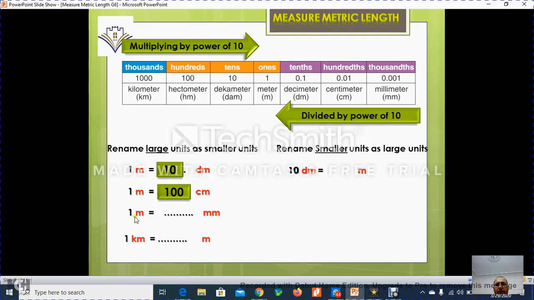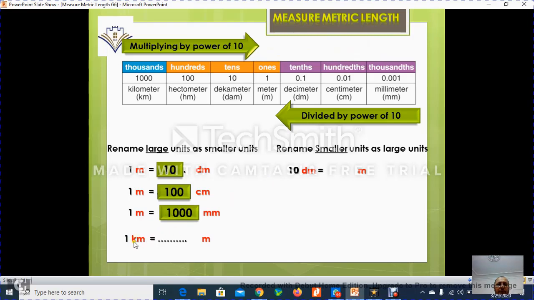Okay, we need to convert from 1 meter to millimeter. Where is meter? Yes, meter is larger. Millimeter is smaller. From meter to millimeter, how many jumps? 1, 2, 3. Again, 1, 2, 3, means 10 multiply 10 multiply 10, which equals 1000. Then 1 multiply 1000 equals 1000 millimeters.